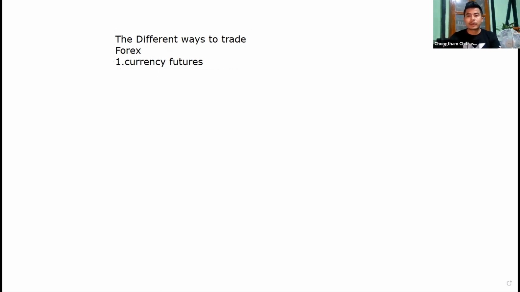Currency futures. A currency futures contract is a contract to buy or sell at a specific price in the future for a specific asset. It is like futures and forex trading, the currency futures.